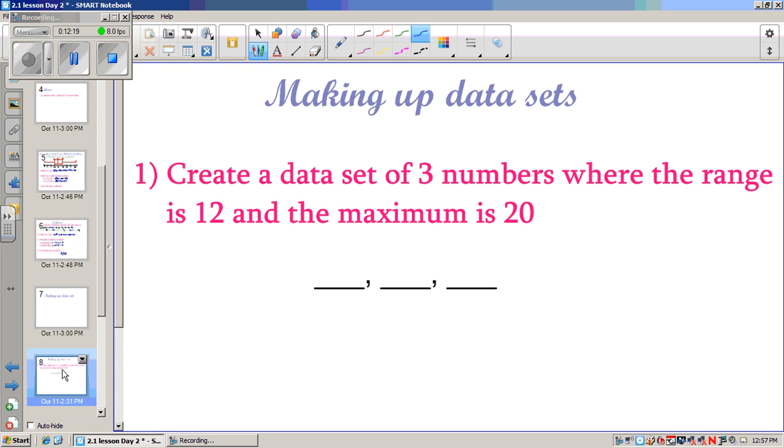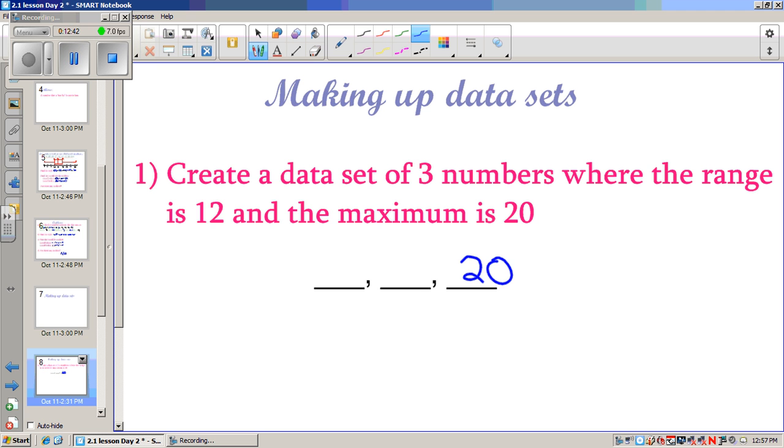So if you look at problem 1 for making up a data set, we need to create a data set that has 3 numbers in it where the range is 12, so that's the difference between the maximum and the minimum is 12, and it gives us that that maximum is 20. So the one number I know already from my data set is that this biggest number furthest to the right is going to be 20.